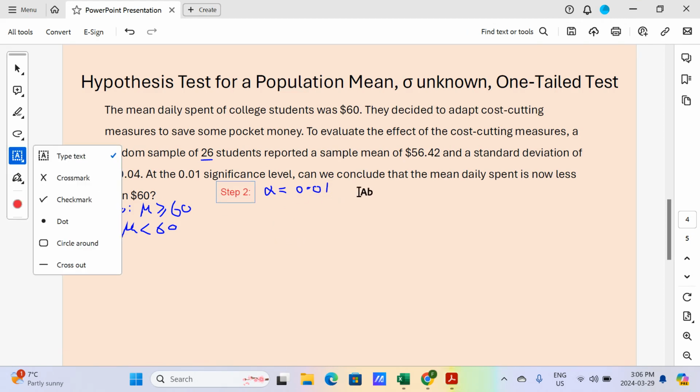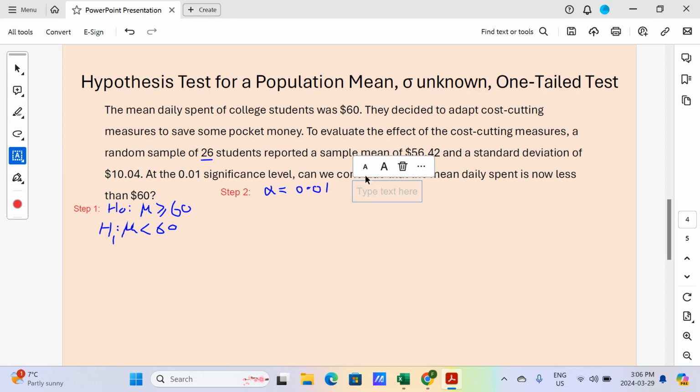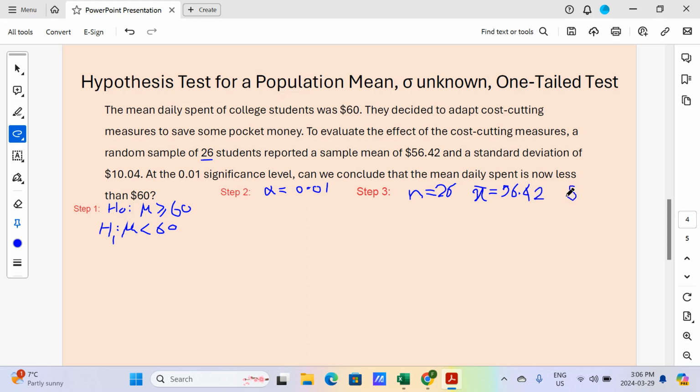Now step 3. In step 3, I need a sample. In this question, we have the information about the sample. We have a sample of 26 students. Sample mean X bar is $56.42. Sample standard deviation S is $10.04. Okay, step 3 is done.